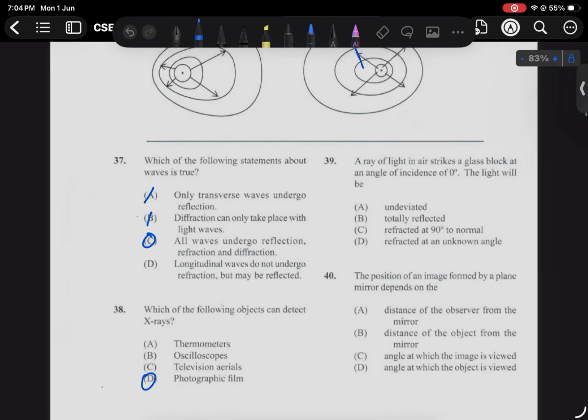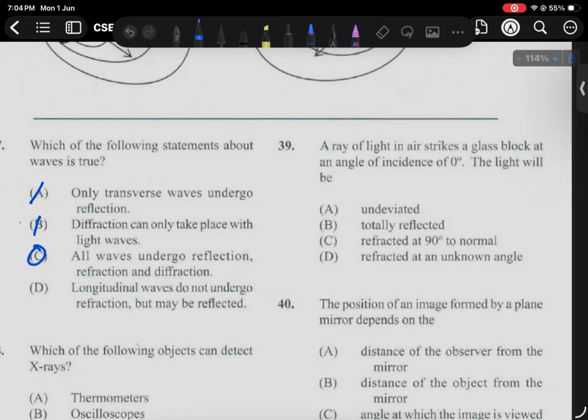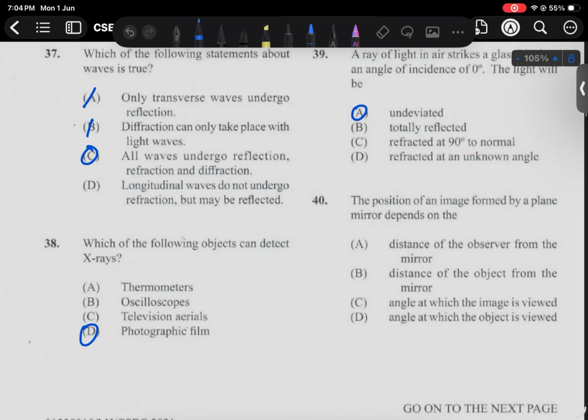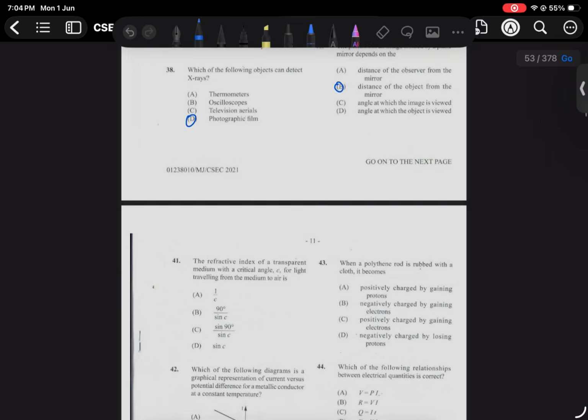Photographic film. A ray of light in air strikes a glass block at an angle of incidence of 0 degrees. The light will be undeviated. The position of an image formed by a plane mirror depends on the distance of the object from the mirror. See how we're just getting repeat questions?